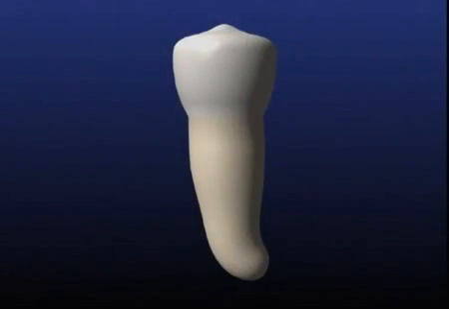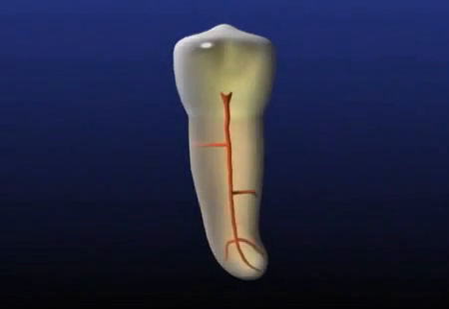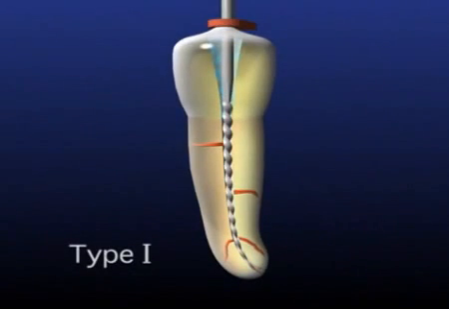There are 3 types of apical transportations, and each one has a specific treatment approach. A type 1 transportation is a minor movement of the foramen. If sufficient residual dentin can be maintained without weakening or perforating the root, then shape may be created above the terminus and the canal can be obturated in the normal manner.